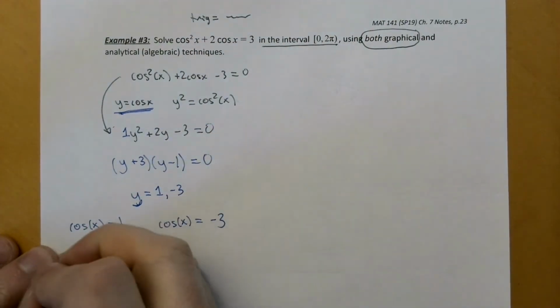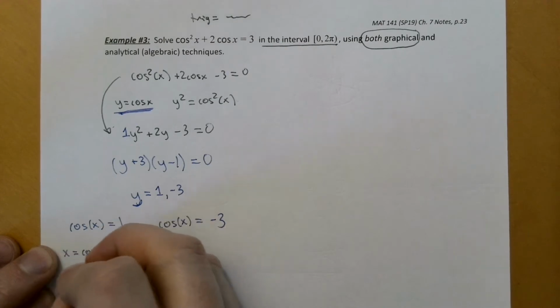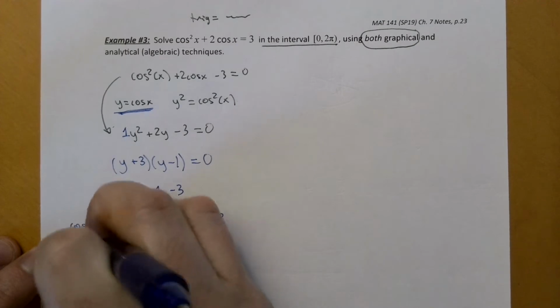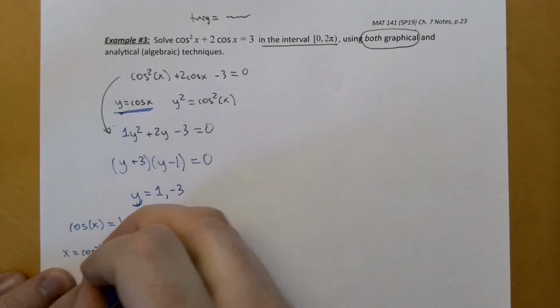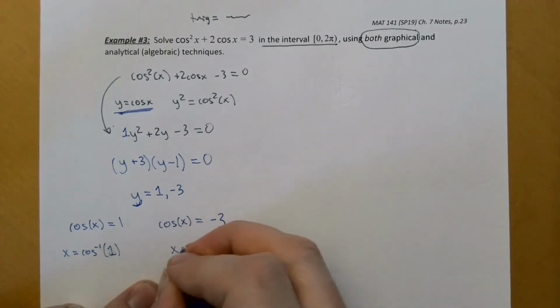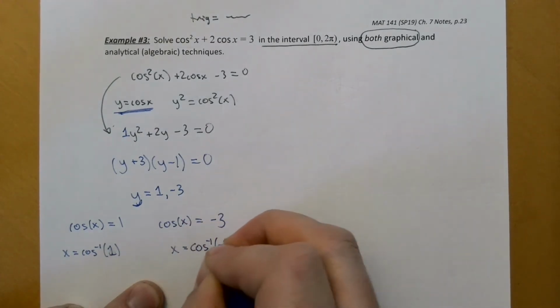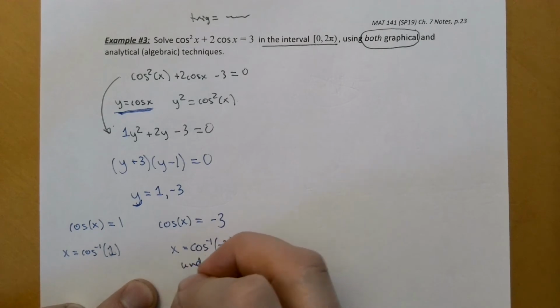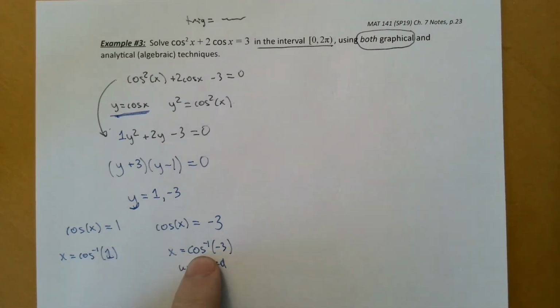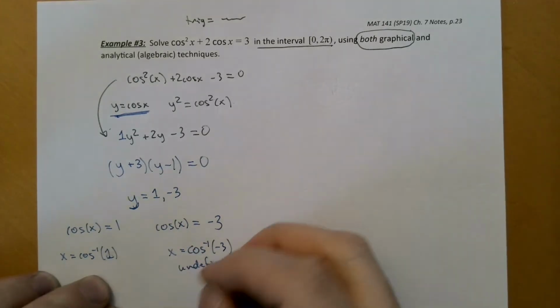Both of these are just solved by taking the inverse function of both sides, remembering that your calculator may not actually give you all the solutions within the interval required because cosine inverse has a restricted range. All right, note that this one is undefined, or has no real solutions. -3 is outside the domain of cosine inverse. If you think about what cosine can be, it can only be numbers between -1 and 1. So no solutions here.